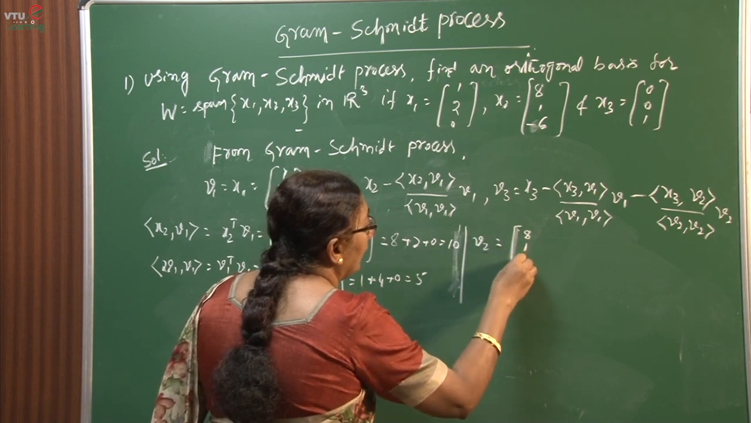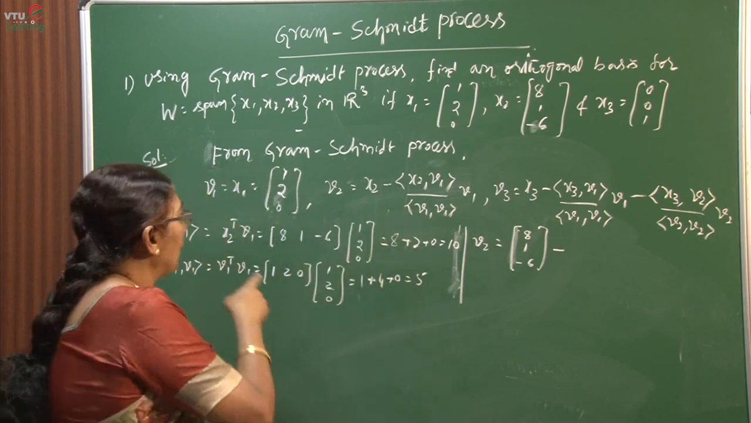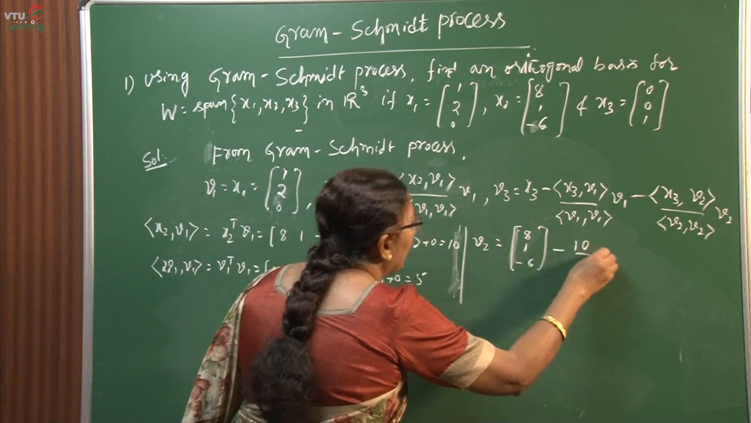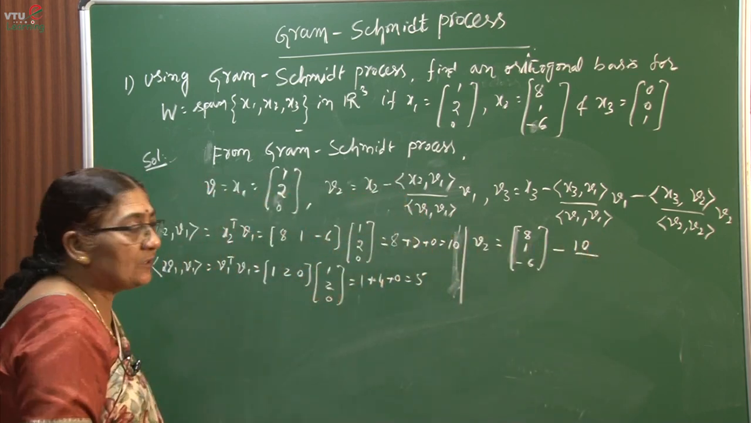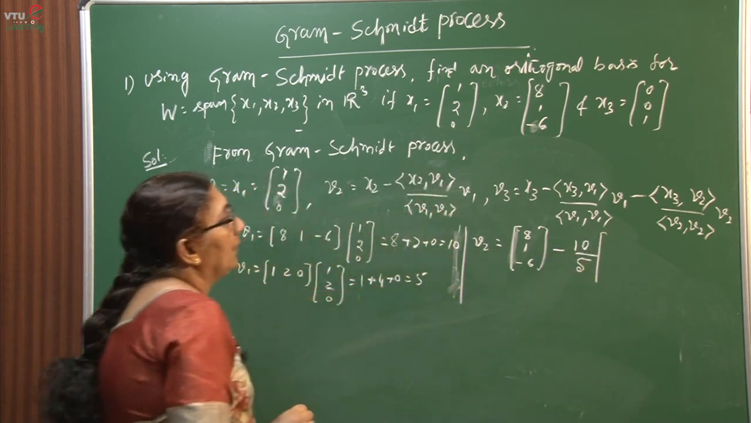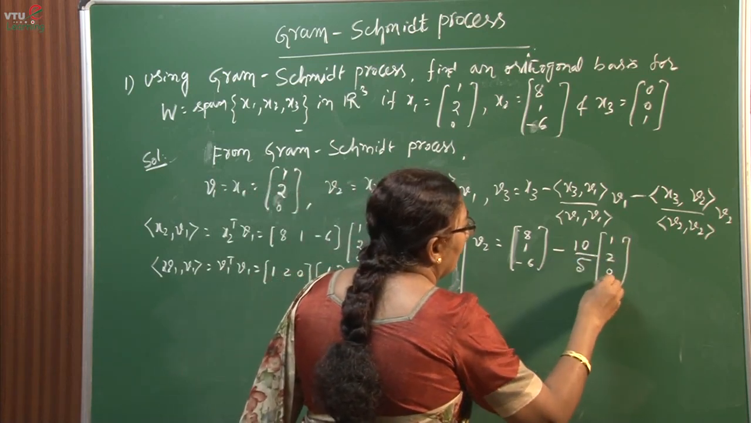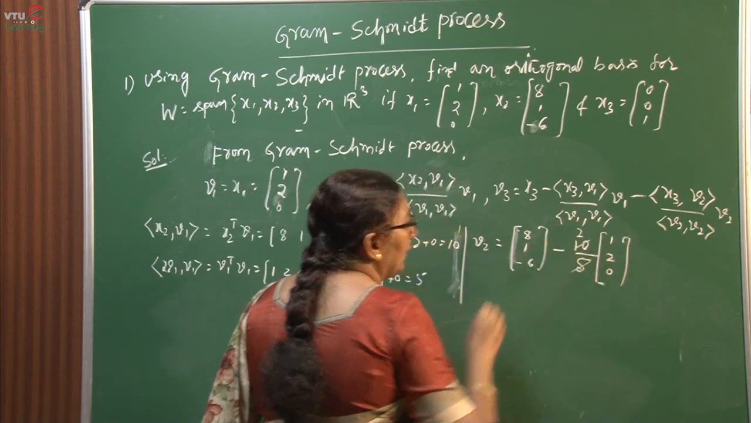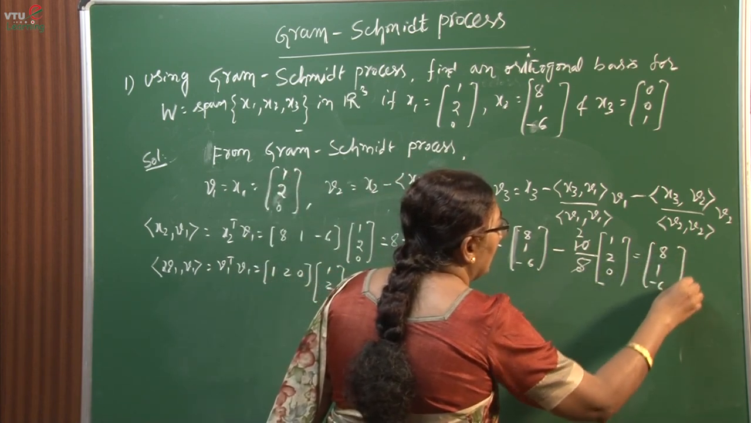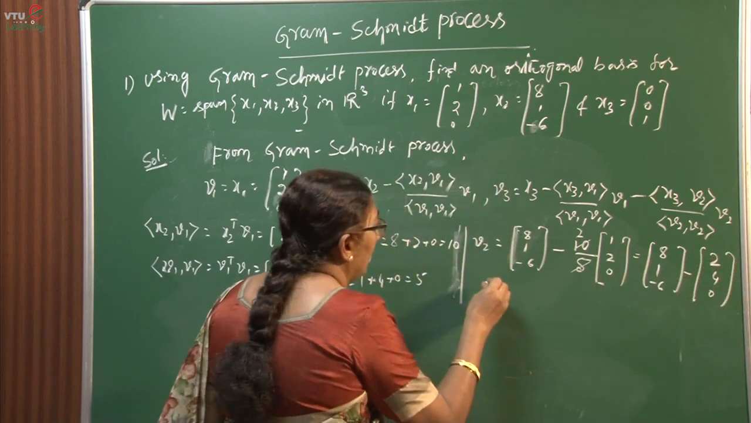1, 8, 1 and minus 6 is a column vector minus inner product of x2 comma v1. What is inner product of x2 comma v1? It is 10 divided by inner product of v1 comma v1. Just now we calculated it, that is 5, into v1. What is v1? It is 1, 2, 0. Now we simplify 10 by 5, which is 2. What do we get actually? 8, 1, minus 6 minus, taking 2 inside, 2, 4, 0. Simplify that. What do we get finally?